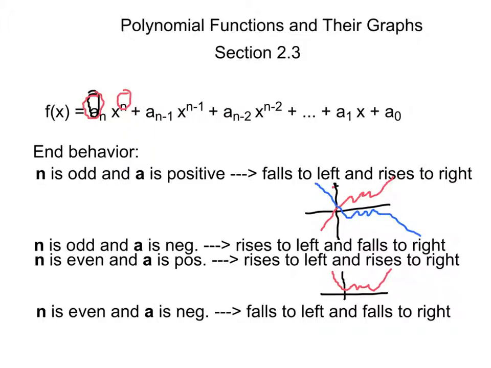All right, then the last case would be, what if n is even and a is negative? Well, in this case, it falls to the left and falls to the right, so it might look something like this. Whereas it comes up, it does something in the middle, and then it falls back down. All right? So those are the four cases for end behavior.